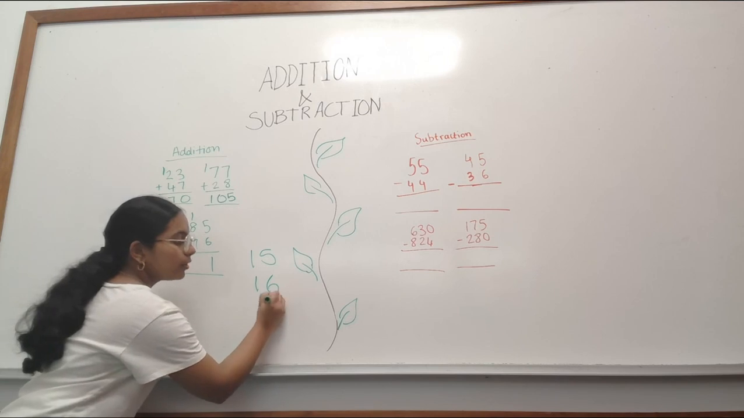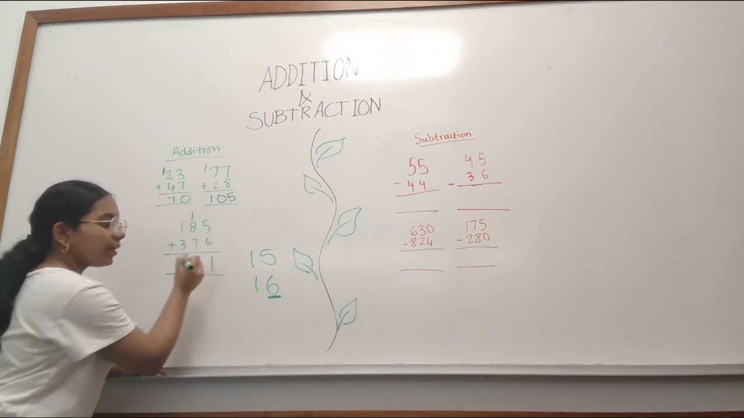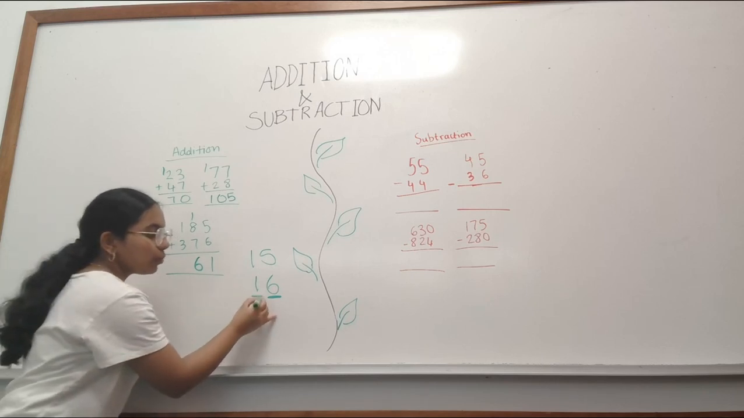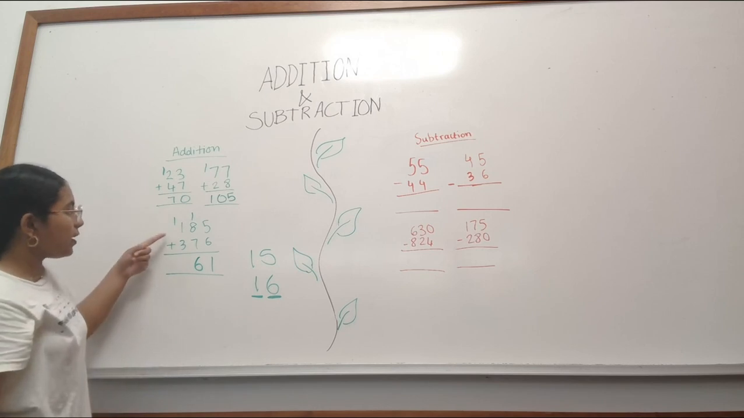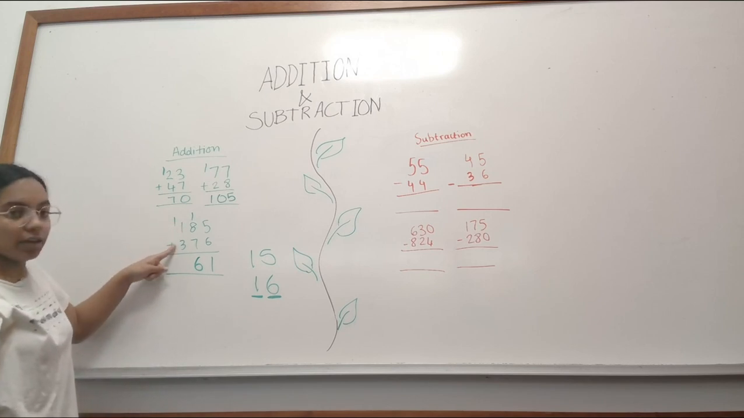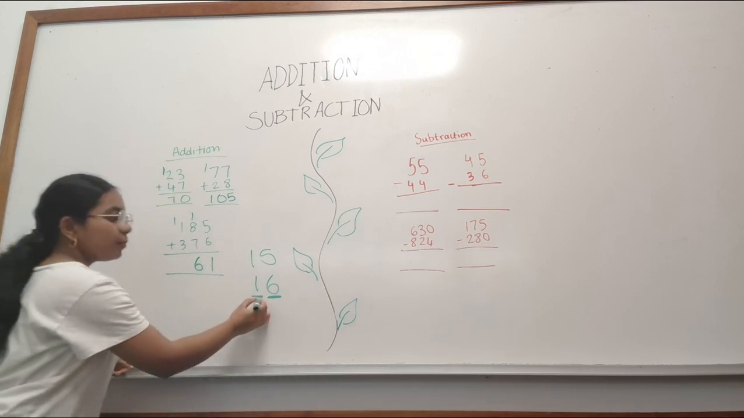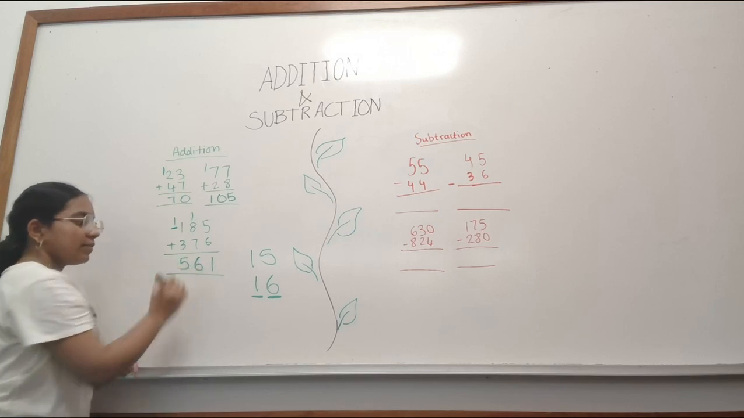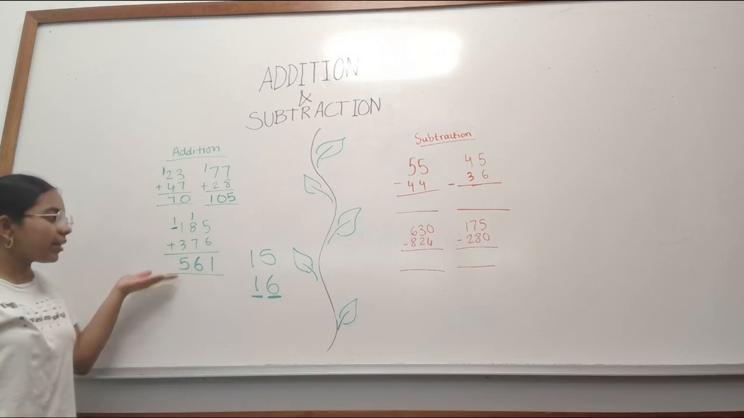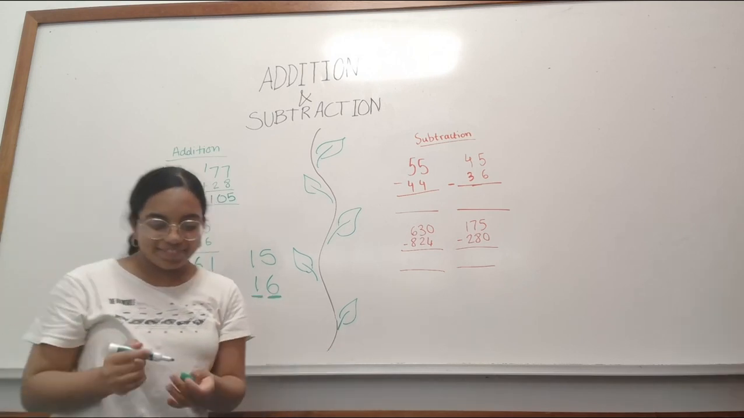And now the upmost number is 6. Rightmost number is 6. So we put that down there. And the leftmost number is 1. So we put that up there. Okay? And now we have 3 plus 1. After 3, 4. And then we have the one from before. Don't forget that. Right? That's 5. So your answer is 561. And that's how you do addition.